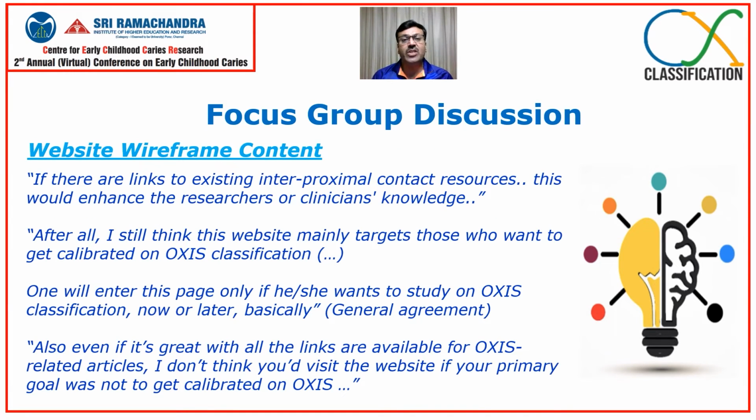A few of the statements we received from the participants of the focus group discussion included: one participant commented that if there were links to existing interproximal contact resources, this would enhance the researcher's or clinician's knowledge. Another participant mentioned that, after all, I still think this website mainly targets those who want to get calibrated on the OXIS classification. A third participant mentioned that one will enter this page only if he or she wants to study the OXIS classification now or later. Basically, this was a general agreement among a lot of participants during the focus group discussion. Another participant said, even if it is great with all the links available for OXIS related articles, I don't think that you would visit the website if your primary goal was not to get calibrated on the OXIS.